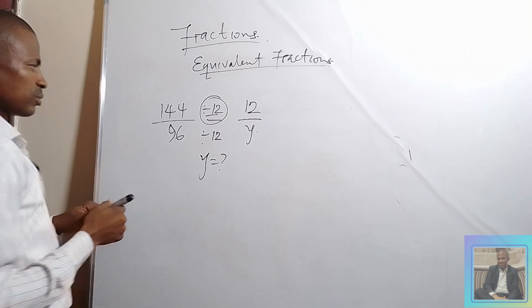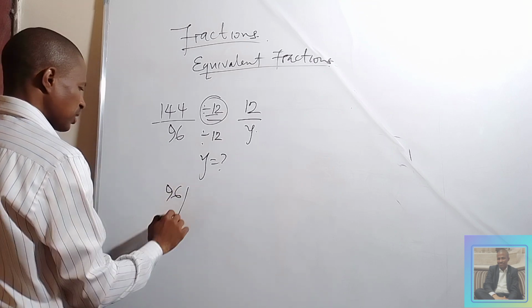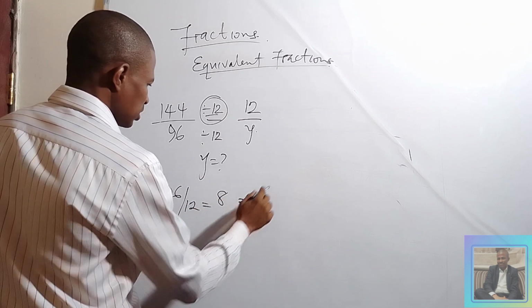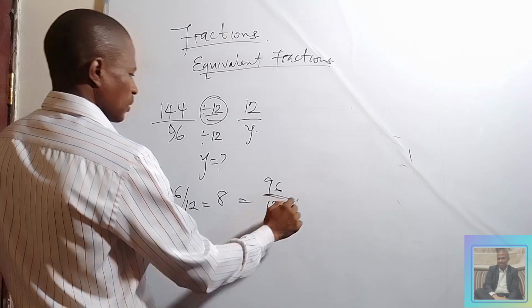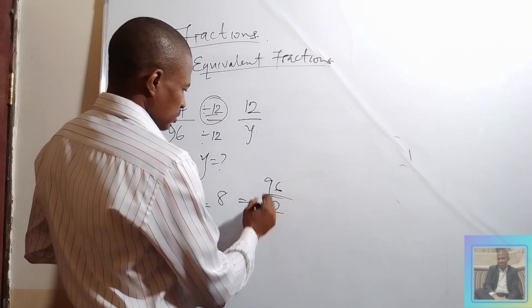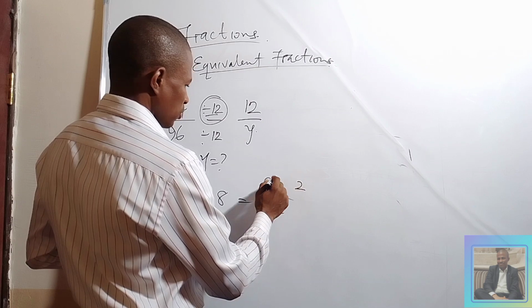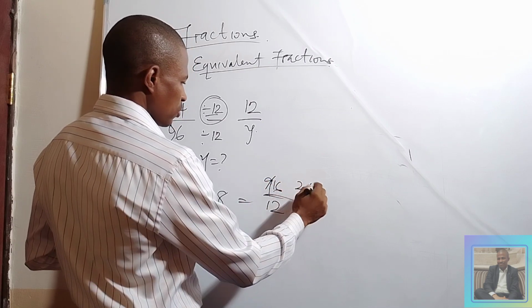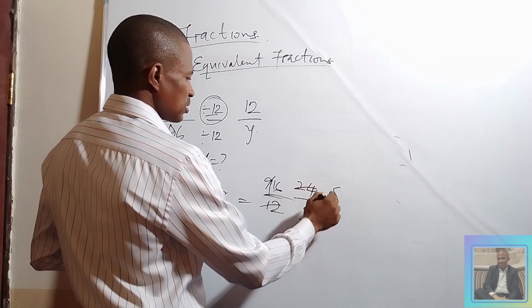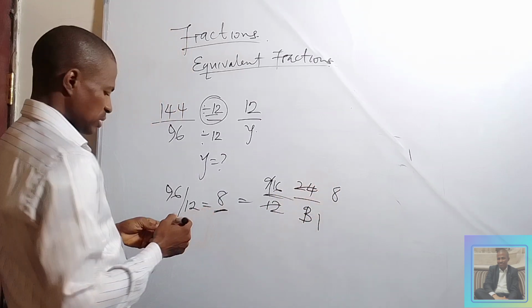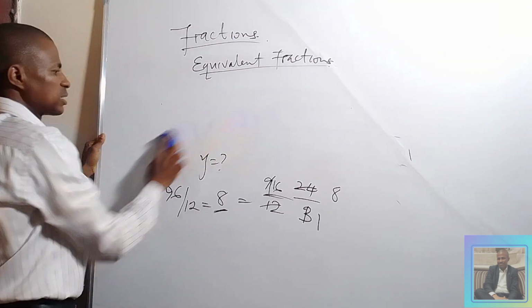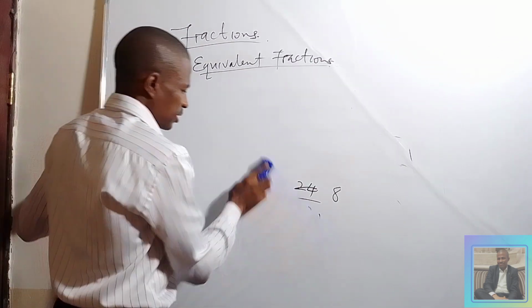And what do we have? 96 divided by 12 will give us what? 8. How do we get 8? Let's go the rudimentary way. 12 in 96: 9 divided by 12 is 0, so 96 divided by 12 gives 8. So our answer is 8. So that's one way of looking at equivalent fractions.